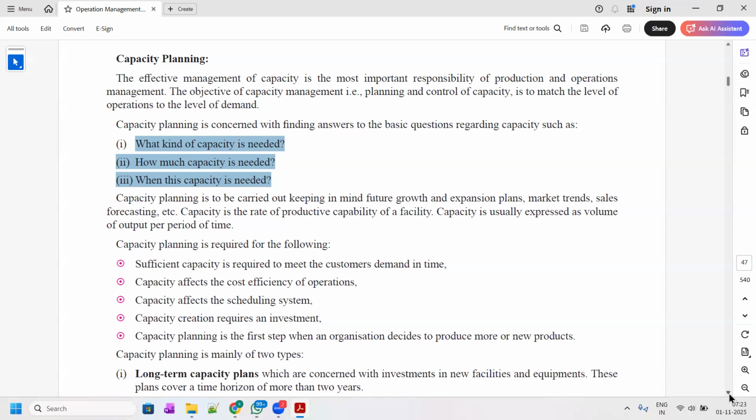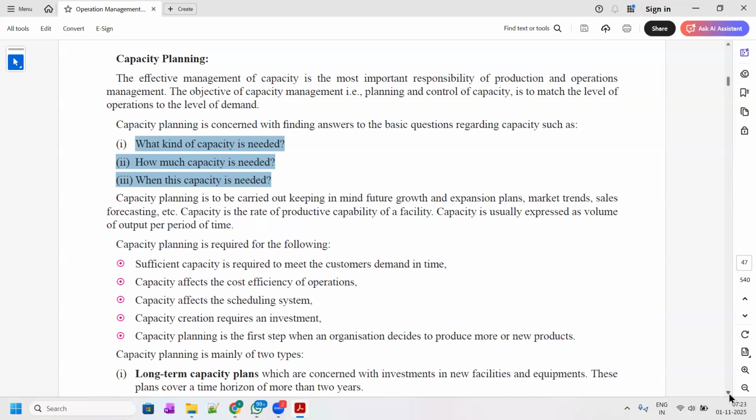Now the question comes, why is capacity planning important? Capacity planning is necessary because the company must have enough capacity to meet the customer demand on time. Ultimately we have done demand forecasting, and when we work on capacity planning, we get the idea that we need enough production so that it meets the customer demand. Meeting demand is important, but meeting demand on time is very important. It influences how efficiently operations are run, and it affects production scheduling.